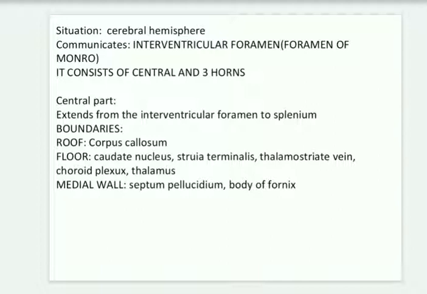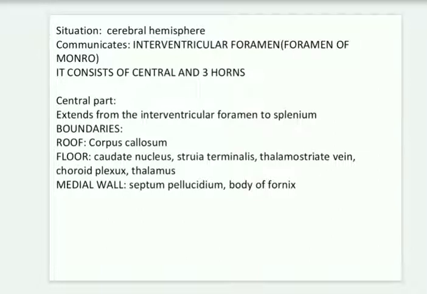Let's enter into the central part. The central part of the lateral ventricle extends from the interventricular foramen to the splenium. The boundaries: the roof has the corpus callosum. The floor has the caudate nucleus, thalamostriate stria terminalis, choroid plexus and thalamus. The medial wall has the septum pellucidum and also the body of the fornix.